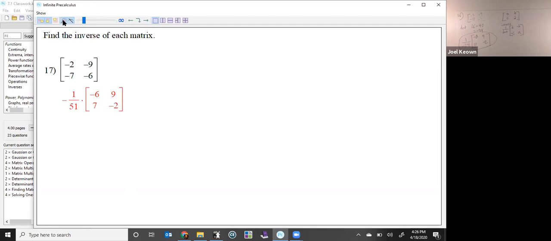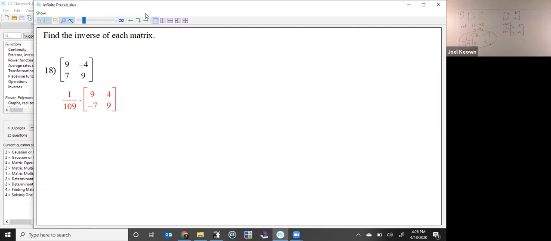Here's another one to try. 17 is this. Now, as you're doing this, you may end up with one where your determinant is 0. Okay? Your determinant is 0. Well, notice if you get a determinant of 0 and you put 1 over 0, you have 0 in the denominator, which you can't have. So if you're ever doing an inverse, and you find that the determinant is 0, you just stop and say no inverse exists. Okay? No inverse exists if the determinant is 0.